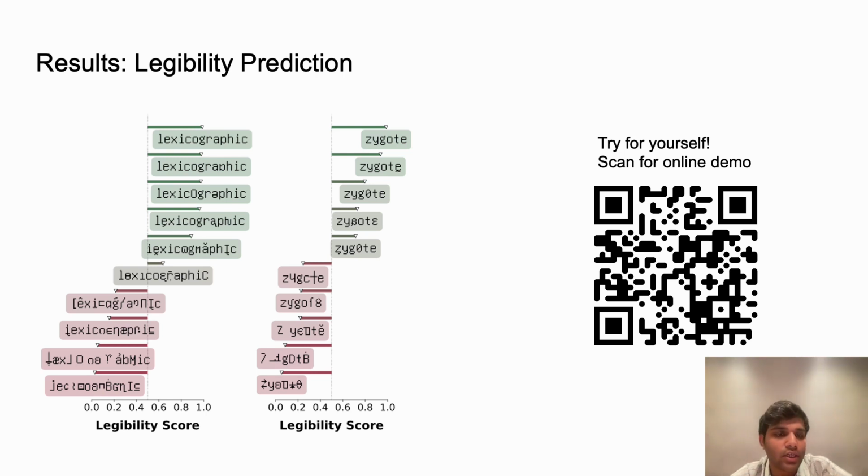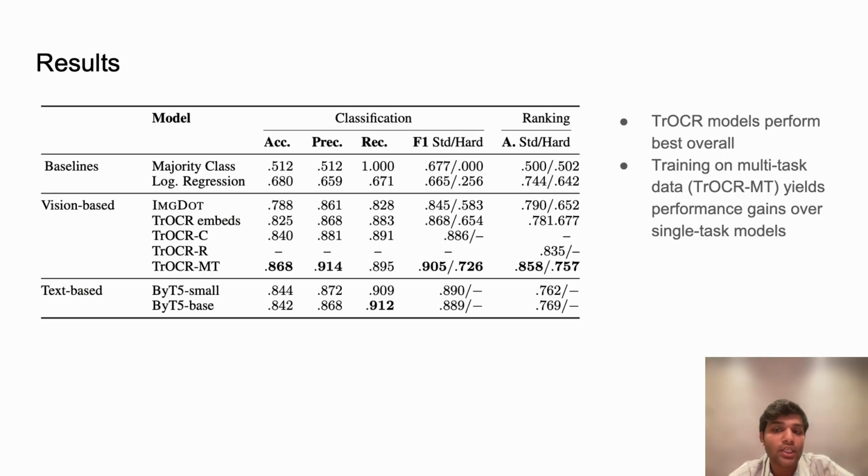Now, we can see qualitatively in these figures that as we go from left to right, bottom to top, the model score increases in line with our common sense judgment of legibility. These are detailed results now, where we see that for each of the two tasks, TrOCR performs best overall, and specifically training on the multitask data, so that's the TrOCR MT, which combines both the loss functions, yields performance gains over all the single task models.